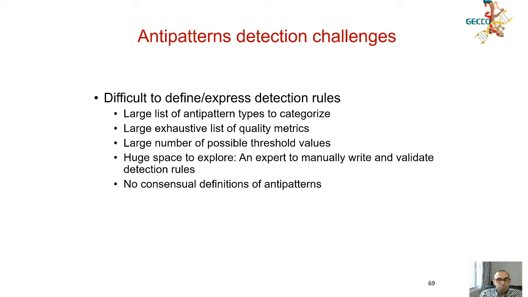It's difficult to manually define or express detection rules because there is a large list of anti-pattern types to be categorized, and for each anti-pattern there is a large or an exhaustive list of quality metrics to be considered, and for each quality metric there is a large number of possible threshold values to be associated with. So here we are facing a huge space to explore, and we need an expert to manually write and validate the detection rules. And there is no consensual definition of these anti-patterns, so the interpretation of the symptoms can differ from one developer to another.